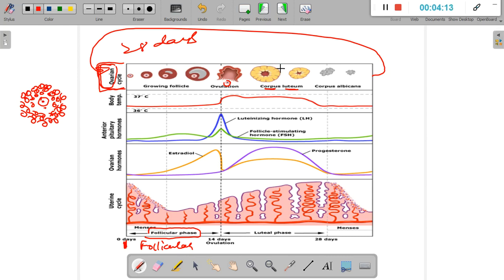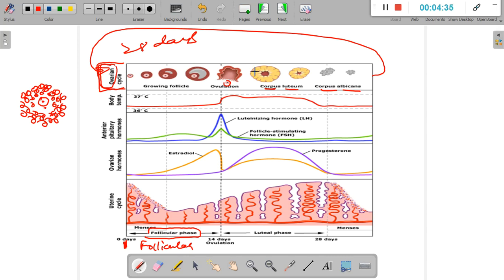And after some time, if the corpus luteum cannot survive, which we'll see why, then it gets transformed into a structure called corpus albicans, which is basically a degenerated structure. It is simply fibers. There are no more cells now. All of the cells of the corpus luteum are consumed by the macrophages, the cells of the immune system, and then they are degraded and decomposed by phagocytosis.